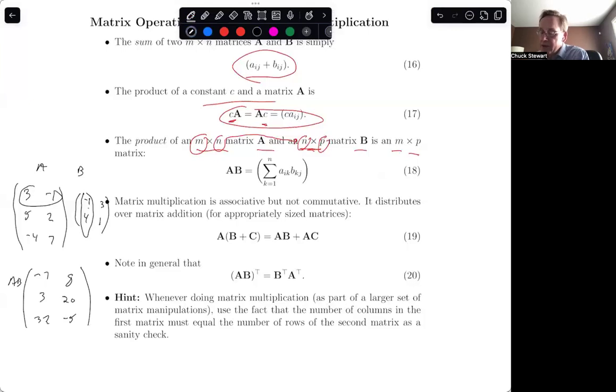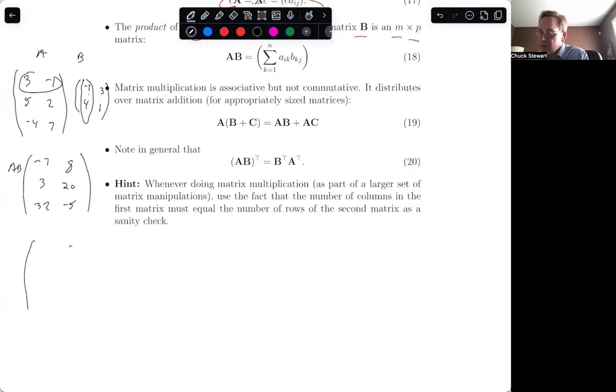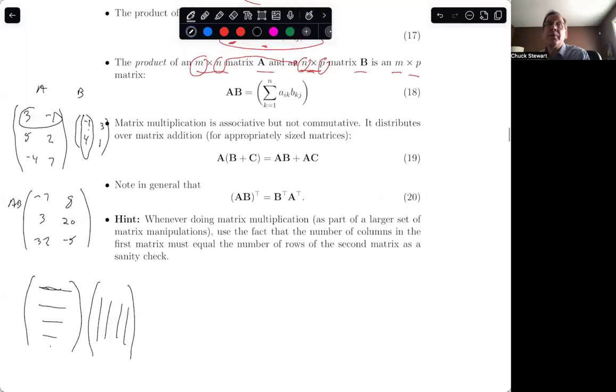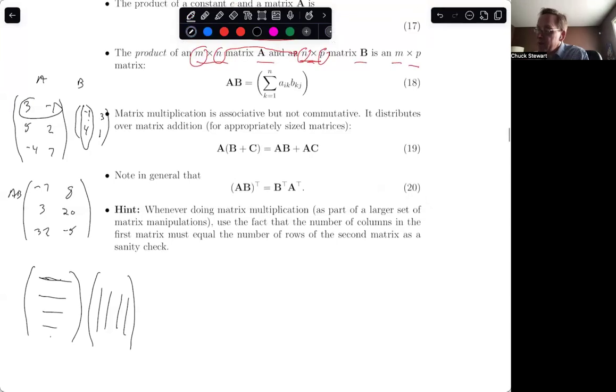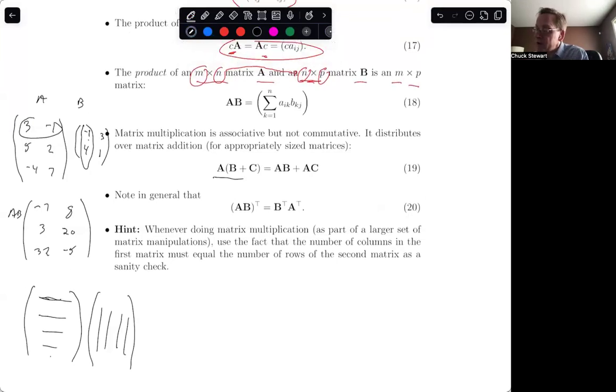So in pictures, the way we do it is we have the rows times the columns. And you have to have the same number of columns in A as rows in B. So there are some basic properties. Matrix multiplication distributes over matrix addition. And of course, you have to be very careful of appropriate size matrices. You can't add or multiply matrices that don't line up in terms of dimensions.